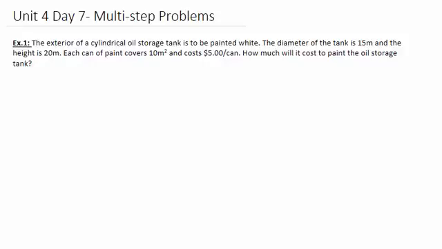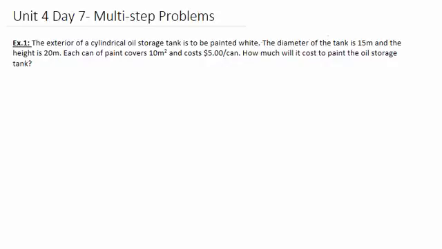Unit 4, Day 7, Multi-Step Problems. Example 1. The exterior of a cylinder oil storage tank is to be painted white. The diameter of the tank is 15 meters and the height is 20 meters. Each can of paint covers 10 meters squared and costs $5 a can. How much will it cost to paint the oil storage tank?